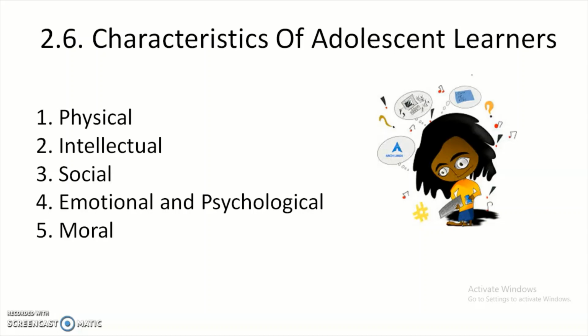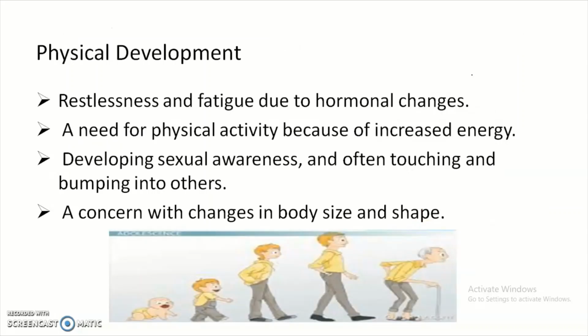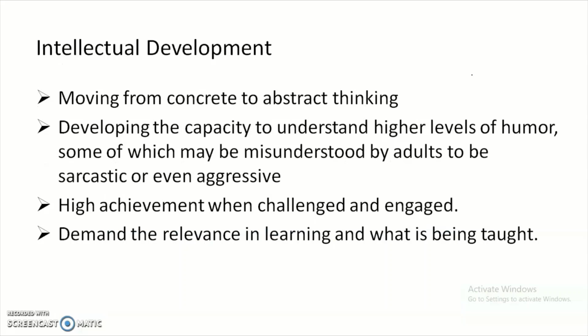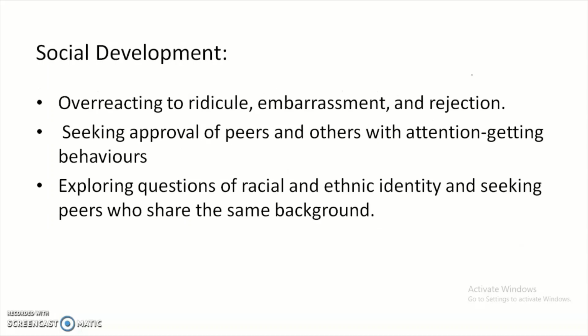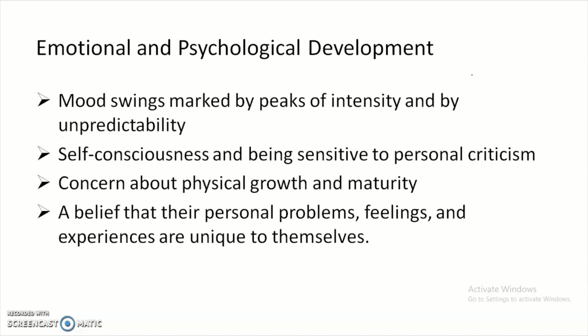And the characteristics of adolescent learners are physical, intellectual, social, emotional and psychological, and moral. So physical development means their body and shape will change, and a huge hormonal imbalance will be there. And the intellectual development is also changing from concrete to abstract thinking. They will be somewhat aggressive, and if you challenge them they will react very strongly. And social development means they try to explore society and ask questions regarding the social aspects, why it is happening like that.